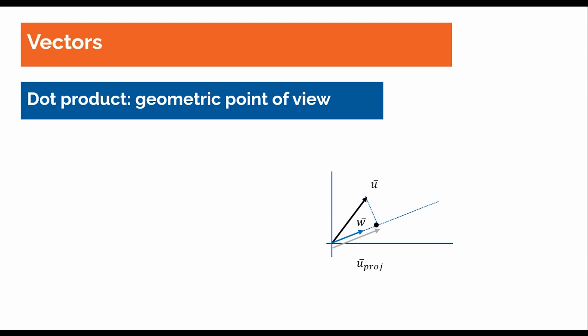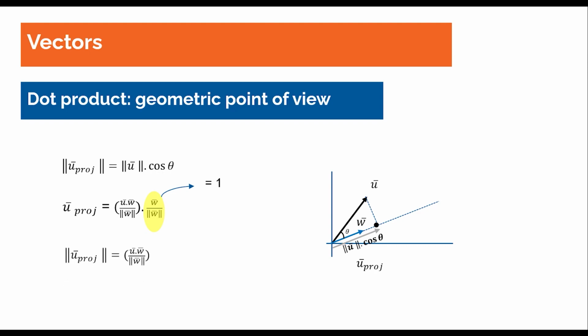Now we can use what we learned from linear projection to get an insight into the geometric interpretation of dot product, because dot product is a very important concept and operation in linear algebra. By using the Pythagorean theorem, we can see that the length of u projected equals the length of u times the cosine of theta, where theta is the angle between w and u. In the previous part, we found a formula for u projected. And if we rearrange that formula a little bit, we can see that a term appears here that is actually a unit vector. So when we want to compute the length of u projected, we can ignore that part.